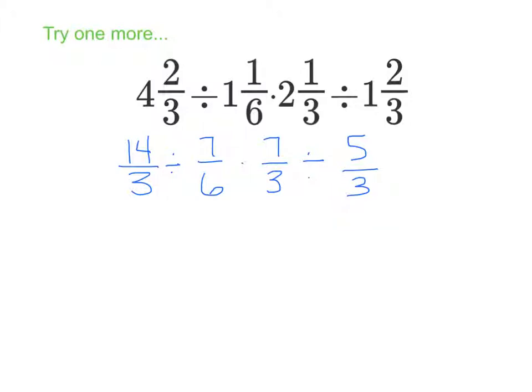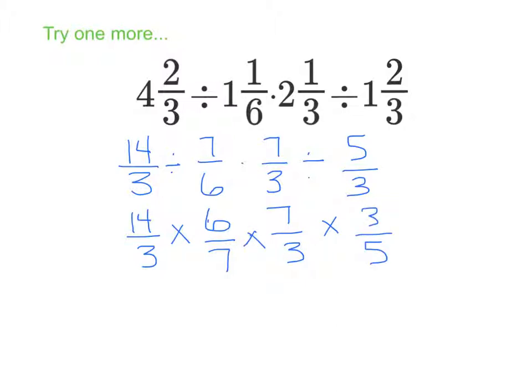Now it's time to keep, change, flip. The 14/3 will stay the same. We'll change this division sign to multiplication, and we will flip 6/7. On the second one, 7/3 stays the same. Change division to multiplication, and flip to 3/5.